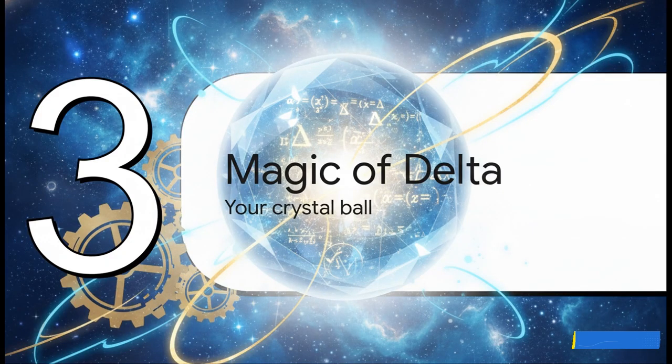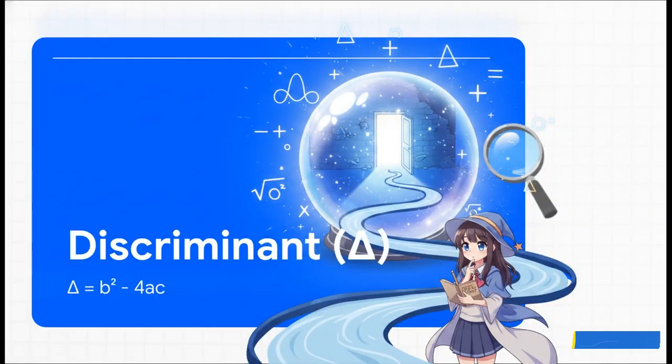Section 3. The magic of delta. Your mathematical crystal ball. Meet the discriminant. We usually just represent it with the Greek letter delta. The formula is b squared minus 4ac. Now, why do I call it a crystal ball?